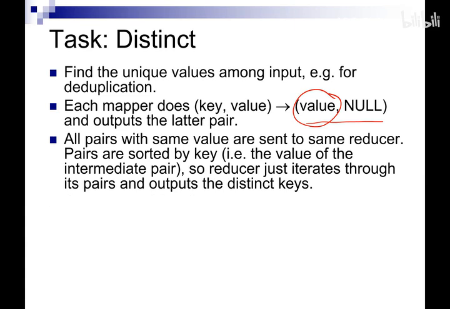Okay, and now this reducer is just going to iterate through the pairs that it receives. So maybe this value here is, let's say, 5. Maybe it received 3 copies of 5. But as it iterates through them, it's just going to output a single copy of 5, even though it received 3 copies. And so that is a way for us to produce only the distinct keys. So we only output 1 copy of each value.